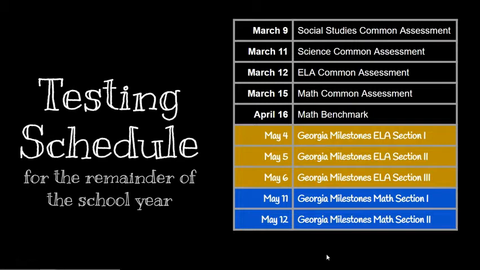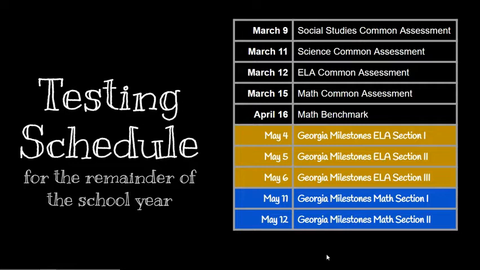Here you can see a testing schedule that we've mapped out for the remainder of the school year. Parents, please note that the common assessment dates are subject to change, but this will give you a good idea of the time frame. You'll notice on April 16th, your student will be taking a math benchmark. This is a little bit different than our common assessments in that the benchmark will cover all math from fourth grade. This will give me a good view of where our strengths and weaknesses are so that we can prepare best for the Georgia Milestones math sections.